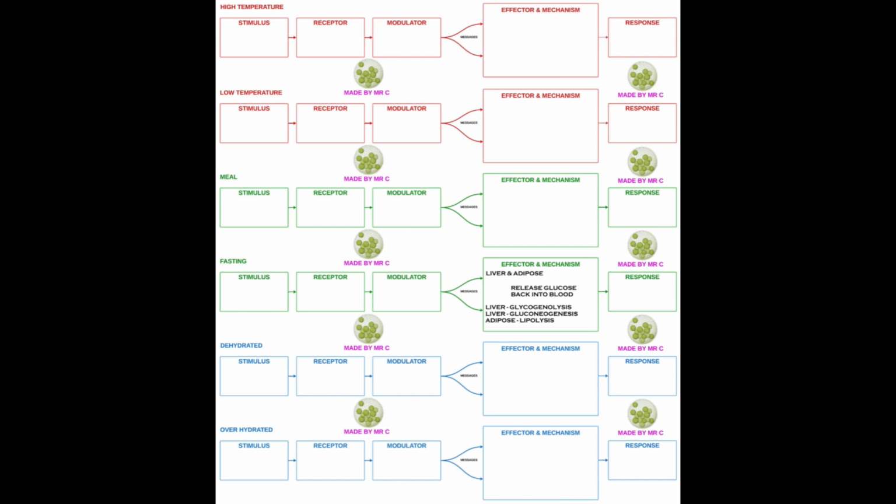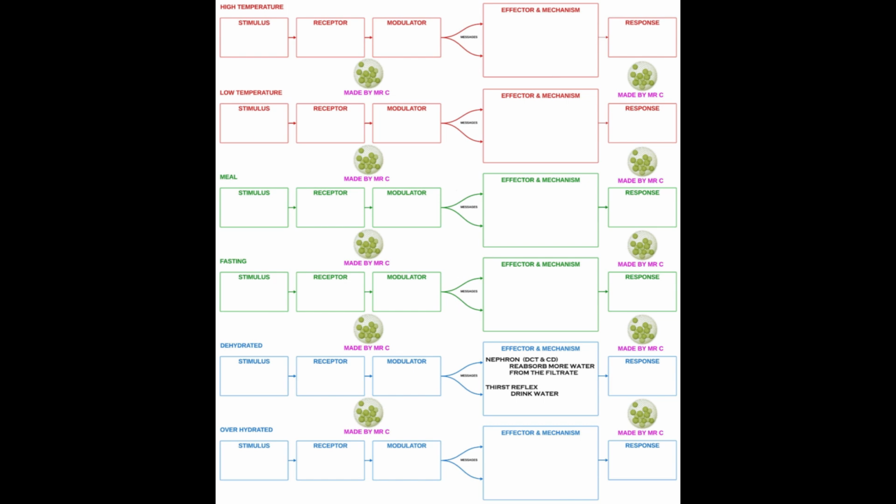So the liver undergoes glycogenolysis, which is the breaking down of glycogen into glucose. The liver undergoes gluconeogenesis, that turns protein into sugar. And the adipose tissue undergoes lipolysis, which turns fat back into sugar. And therefore the response is a higher blood glucose concentration, which directly opposes the original stimulus, and therefore it's negative feedback. Next, we've got water homeostasis or osmoregulation.